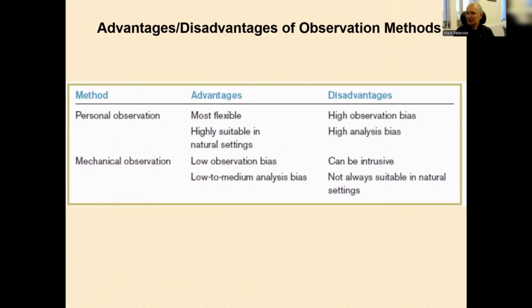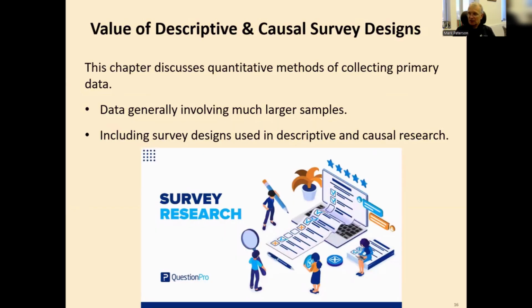We've seen that in the last class. It could have an observation bias. Mechanical observation, checkout counters or in-store videos can be low bias there. It could be intrusive, but when we go in retail stores now, we know that we're on camera there. Descriptive and causal survey designs.